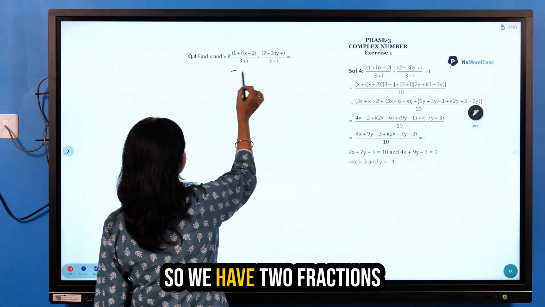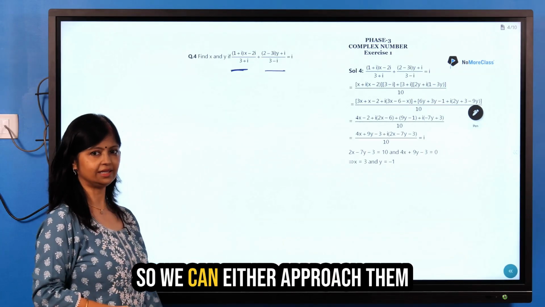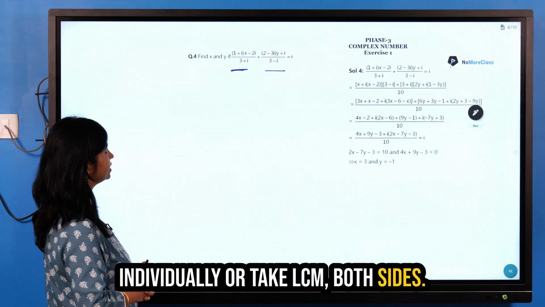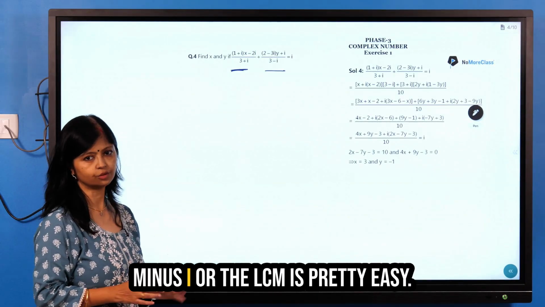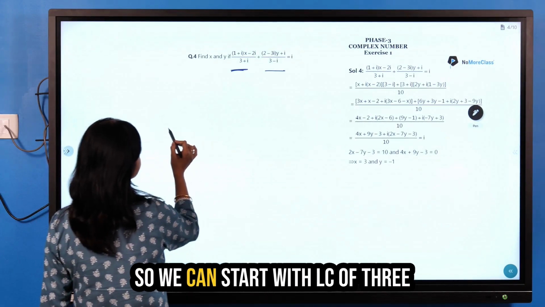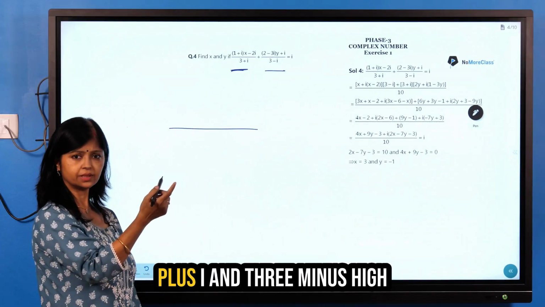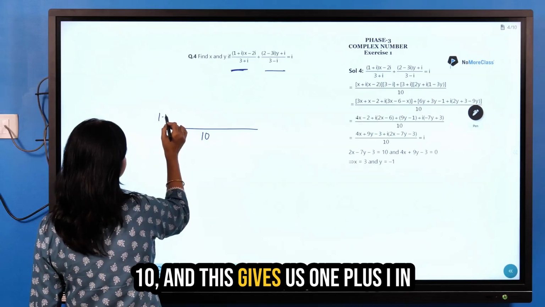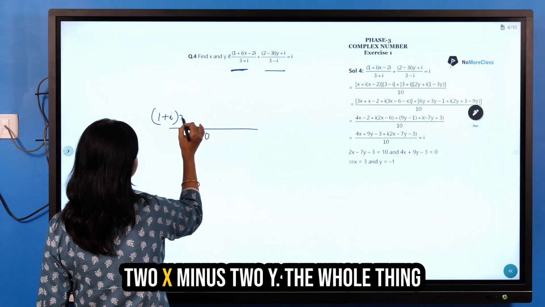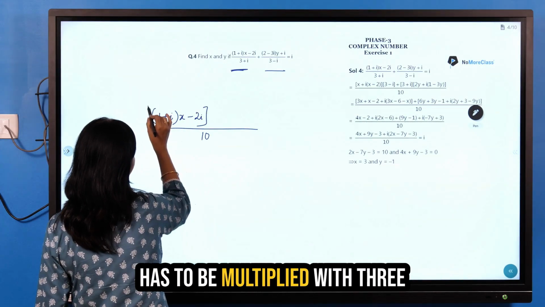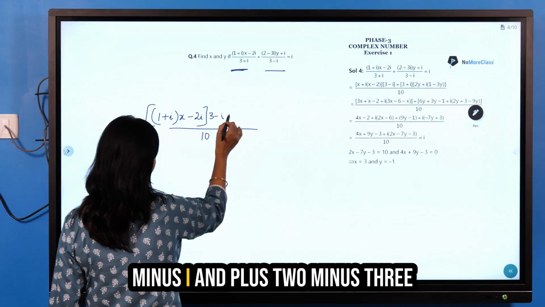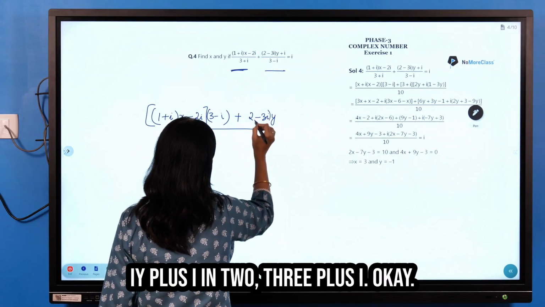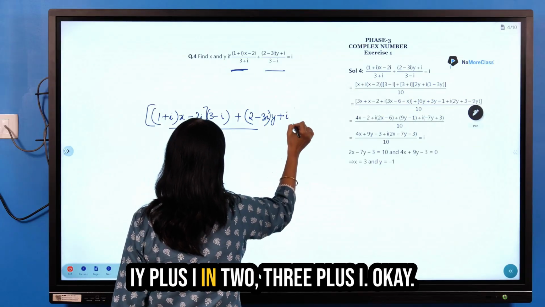So we have two fractions here, as you can see. We can either approach them individually or take LCM on both sides. So here 3 plus i and 3 minus i, we know the LCM is pretty easy. So we can start with the LCM of 3 plus i and 3 minus i, which is nothing but 9 plus 1, 10. And this gives us (1 plus i) into (x minus 2i), the whole thing has to be multiplied with (3 minus i), and plus (2 minus 3iy) plus i into (3 plus i).